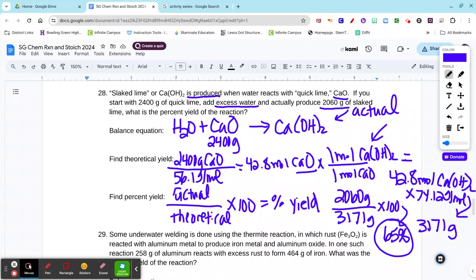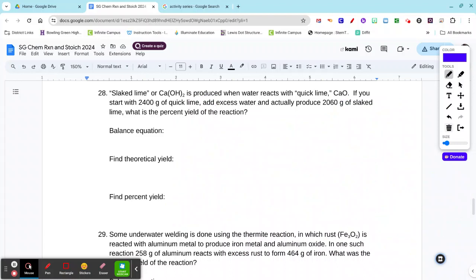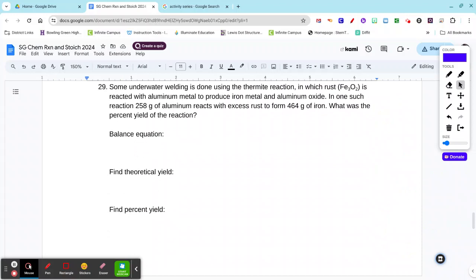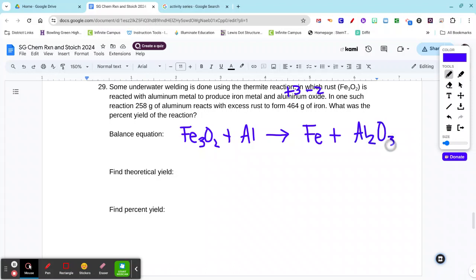Okay. All right, now we're going to move to the next percent yield problem. Okay, in this case, it's talking about the thermite reaction. And it tells me that Fe2O3 is reacted with aluminum to produce Fe and then aluminum oxide. So that is +3 and -2. So don't forget to cross. So Al2O3. Very good.